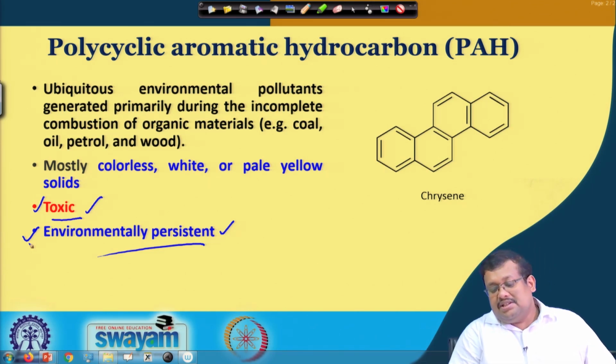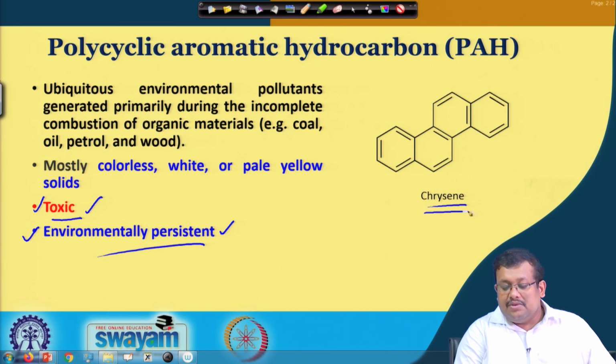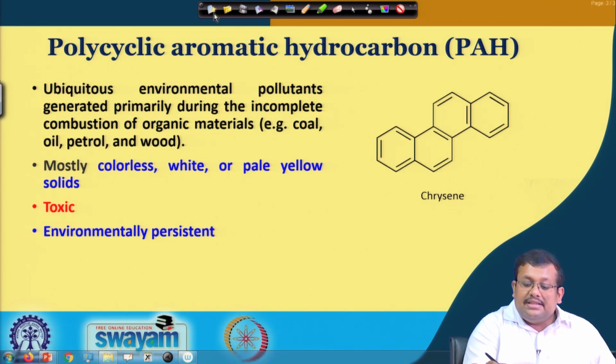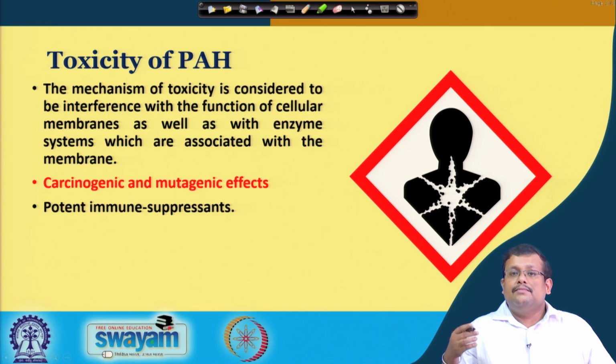Here I have presented one example of this PAH. Chrysene is one of the examples of polycyclic aromatic hydrocarbons, and you can see here there are multiple benzene rings attached to each other. That is why it is called polycyclic aromatic hydrocarbons. Okay, so let us move ahead and see what is the toxicity of PAH.